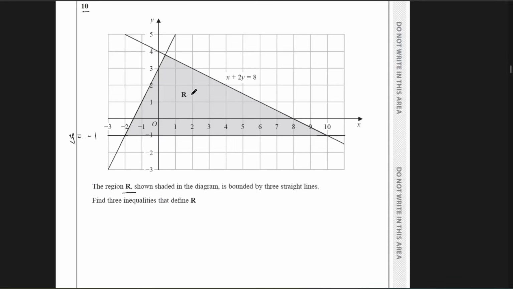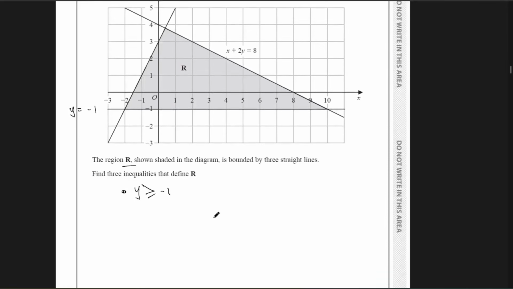So where's the region R? Is this region R above the y equals -1 line, or is it below? It's above. If it's above, the first inequality that defines region R would be y greater than or equal to -1. We use the greater than or equal to sign because the line is a solid line. If it was a dashed line, we would just say y greater than -1.